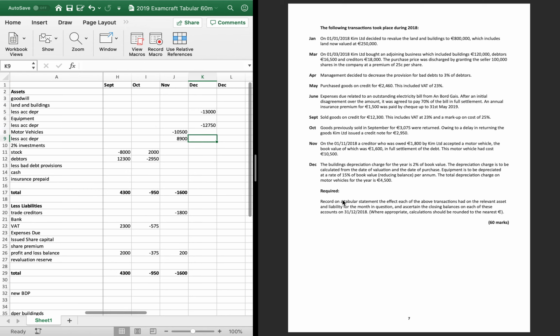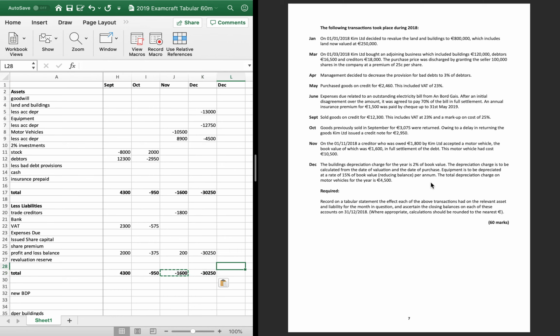Motor vehicles, it tells you the depreciation is 4,500. So in total then, your total depreciation is 3,250. So your profit and loss, all depreciations or expenses, are 3,250. Okay.